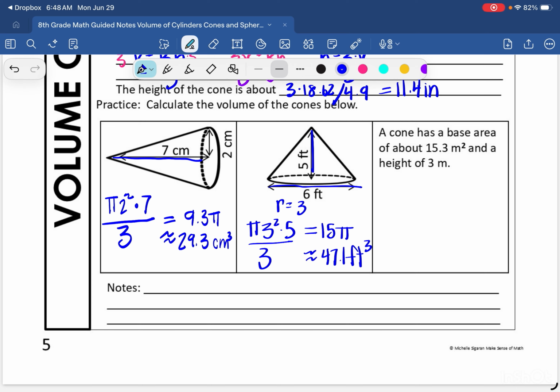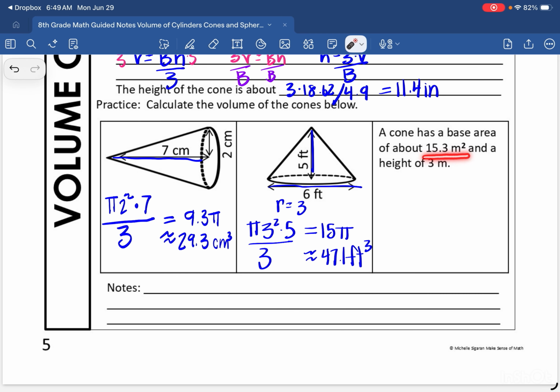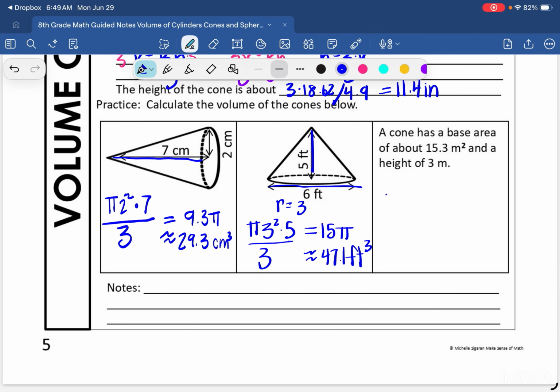A cone has a base area of about 15.3 meters squared and a height of 3 meters. So my volume is going to be the base area 15.3 times my height of 3, all divided by 3. Well, those will actually cancel out. So the volume is going to be about 15.3 meters cubed.